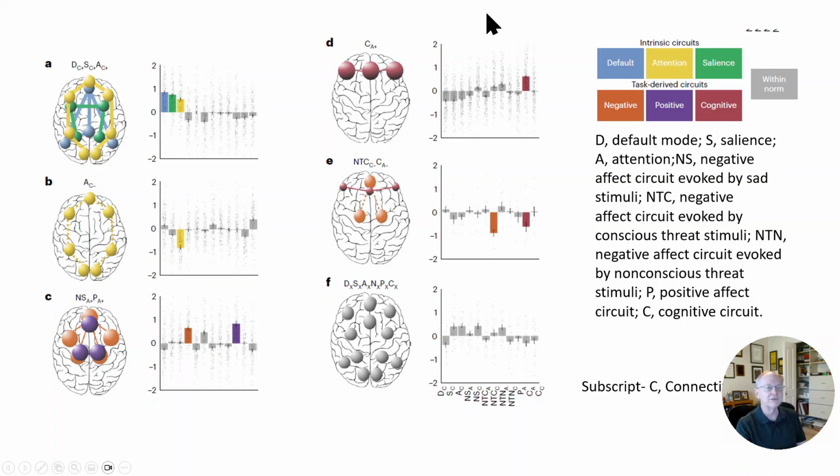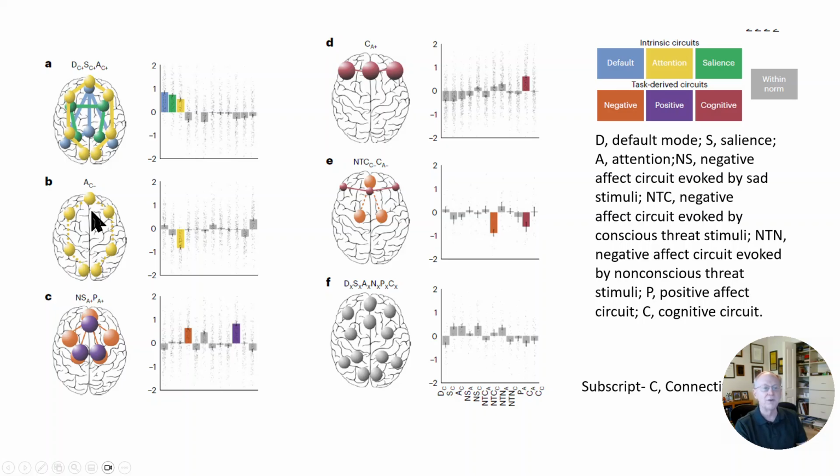So here are the first 3 biotypes. And what you're seeing here is, yellow are the attention networks. We learned about those. Green is the salience. You learned about those. And default. Now that you know them, I don't have to tell you what you are. You just know. This is a group of people where their disturbance is in that 3 set of networks.